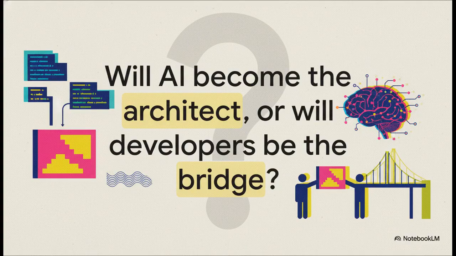So that leaves us with this one big, final question to chew on. Today, we've seen that AI thinks more like a creative poet than a logical architect. But as these models get better and better, will they eventually learn to think like an architect? Will they develop that precision? Or will the human developer always be needed to act as that crucial bridge between the visual world of pixels and the logical world of code? It's definitely something to think about.